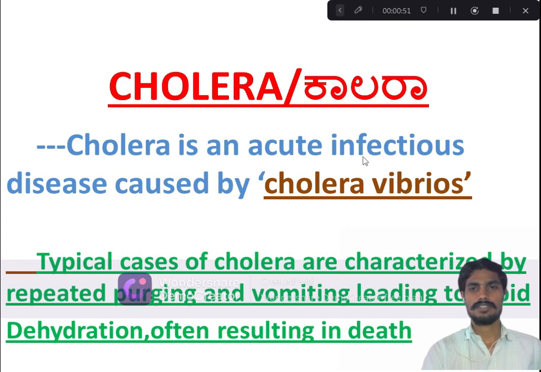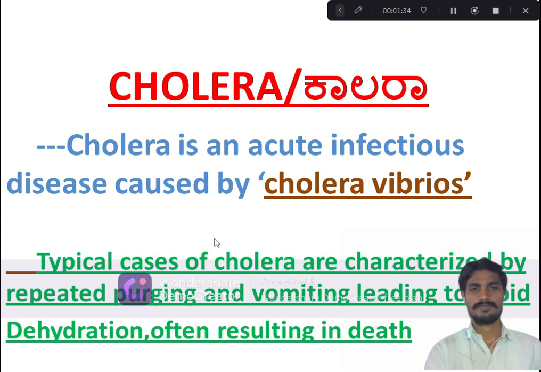Cholera is an acute infectious disease. Acute means short term. Infectious means the disease which is spread from one person to another person. This is caused by cholera vibrio, a bacteria which produces cholera in humans. I think you understand. Cholera is an acute infectious disease caused by cholera vibrio.